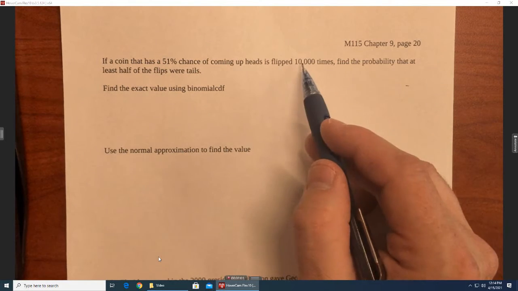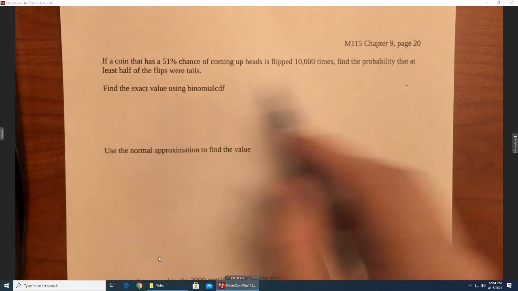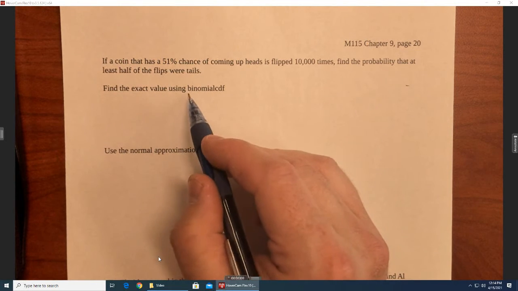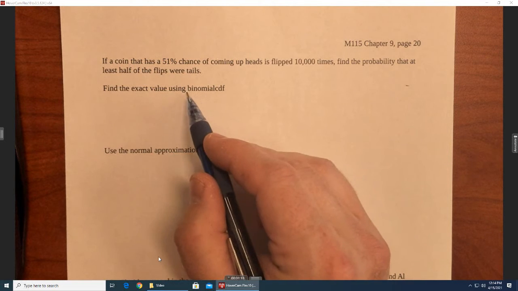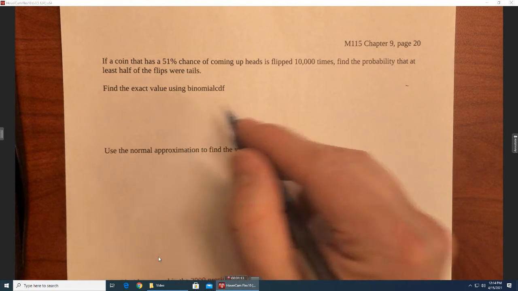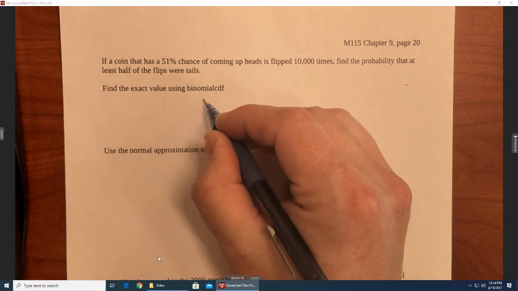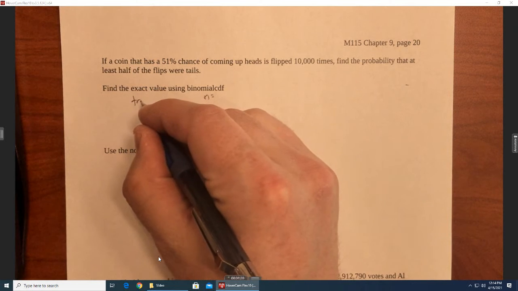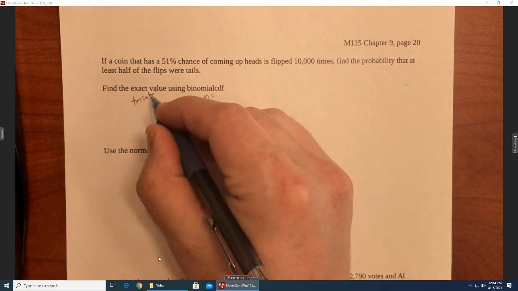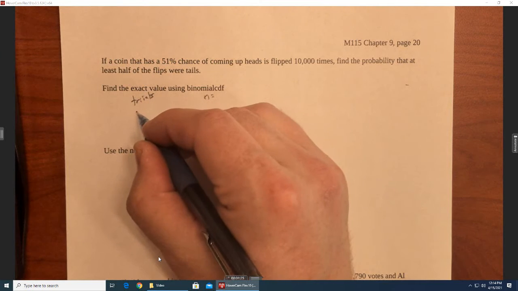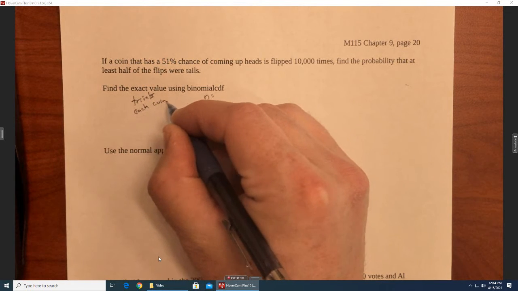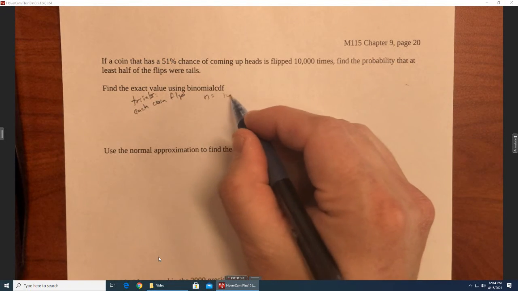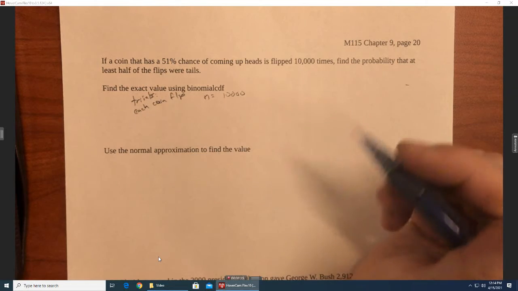if we're flipping this coin 10,000 times, first we're going to find the probability that at least half the coin flips were tails. I'm going to first do this finding the exact value using binomial CDF. So let's think about what's going on here. We have 10,000 coin flips, so our individual trials. Each coin flip is a trial. So n would be 10,000. We're flipping the coin 10,000 times.